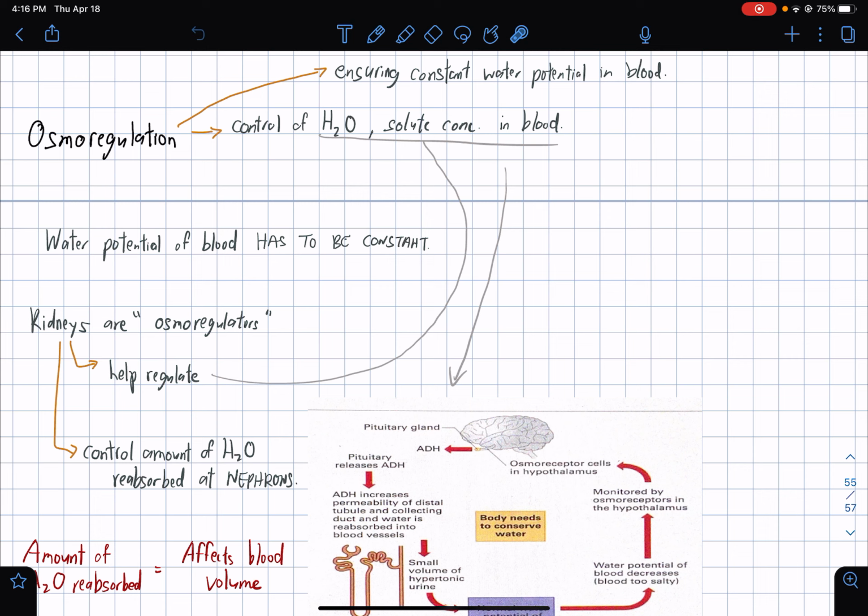Osmoregulation is basically the... What is that? Ah, there's an ambulance. Anyways, back to where we are.